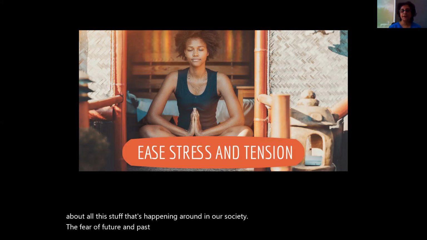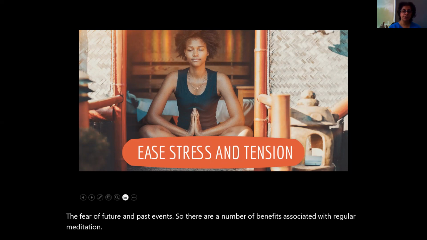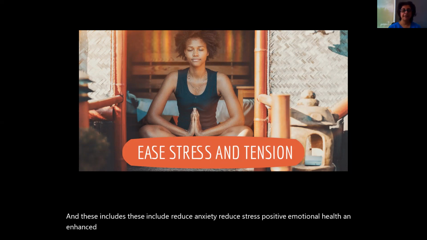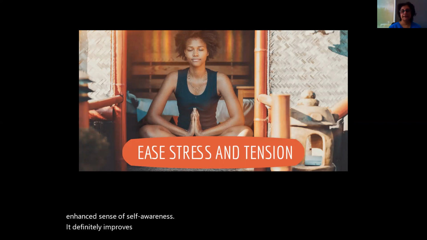So there are a number of benefits associated with regular meditation, and these include reduced anxiety, reduced stress, positive emotional health, an enhanced sense of self-awareness. It definitely improves your sleep, and it helps to control pain. So easing stress and tension are very good.